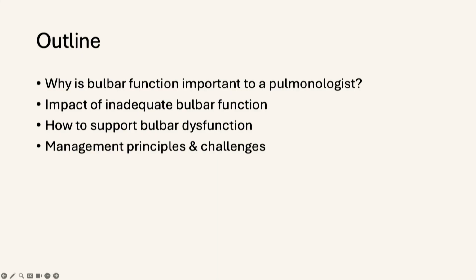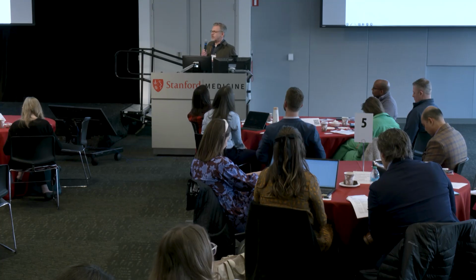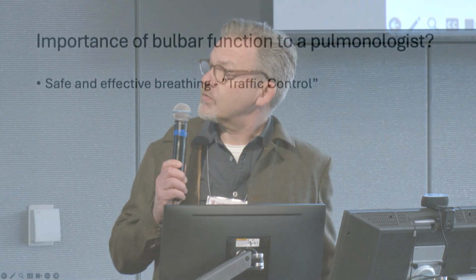So I'd like to break this into 4 distinct parts. The first will be talking about why bulbar function is important to a pulmonologist, and then the impact of inadequate bulbar function, and then some options for supporting bulbar dysfunction, and then related to that, some management principles and challenges.